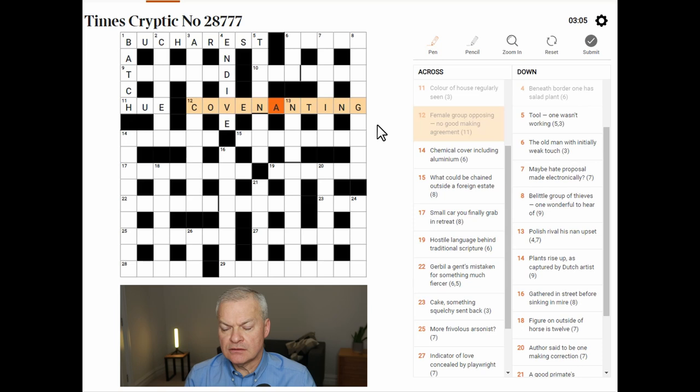So, female group is coven, a group of witches. Opposing anti, no good, NG, and covenanting is making agreement.